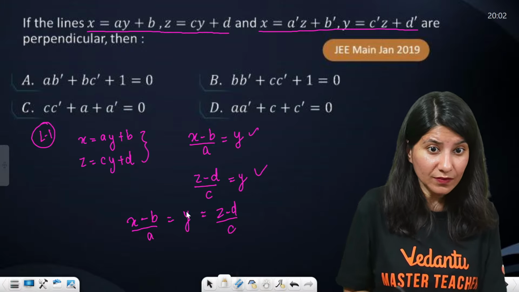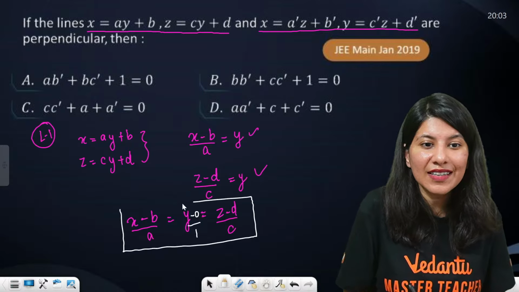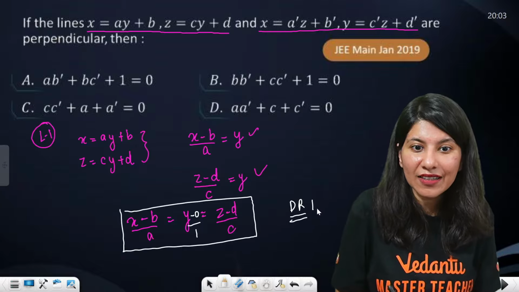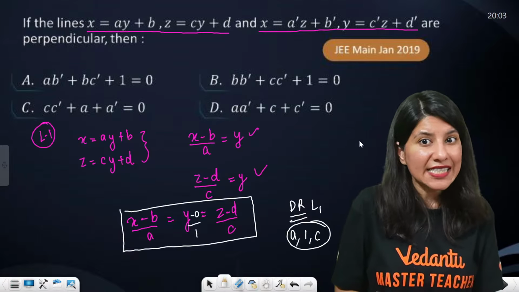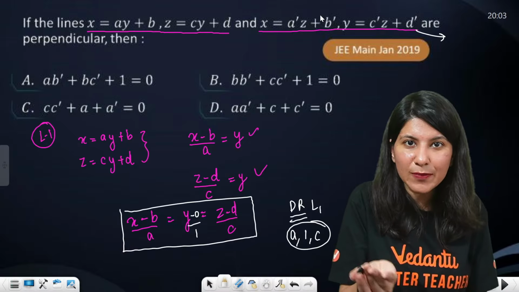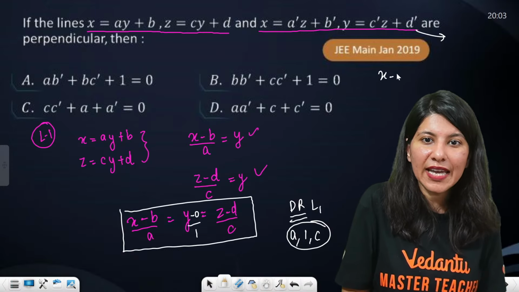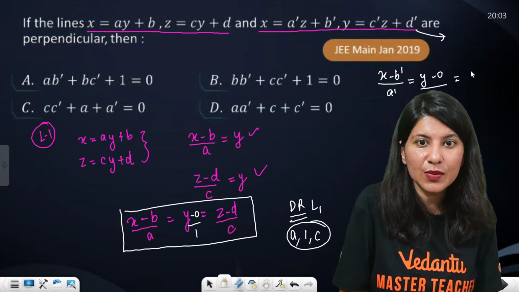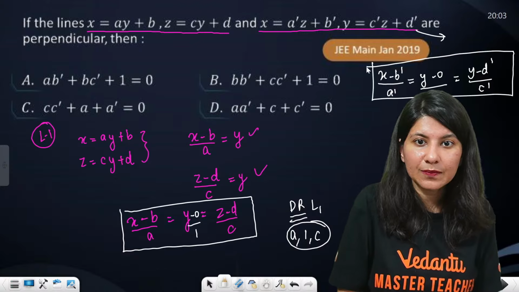And now just one step: y minus 0 by 1. Can you see this is looking like my line. So direction ratio of my line 1 will be what? a comma 1 comma c. Yes or no? Similarly, I'll do the same with the second line. Both are absolutely the same, just a dash, b dash, c dash, d dash are different. So this is going to be x minus b dash upon a dash equals y minus 0 upon 1 equals y minus d dash upon c dash, correct?